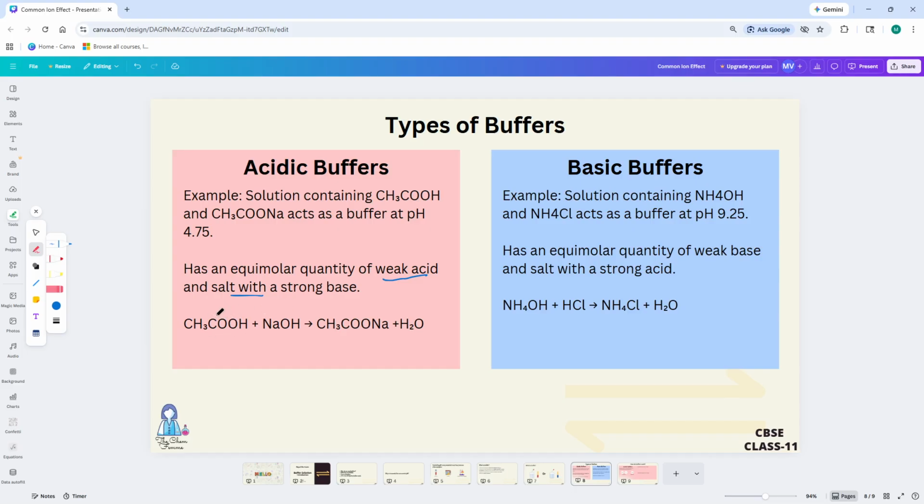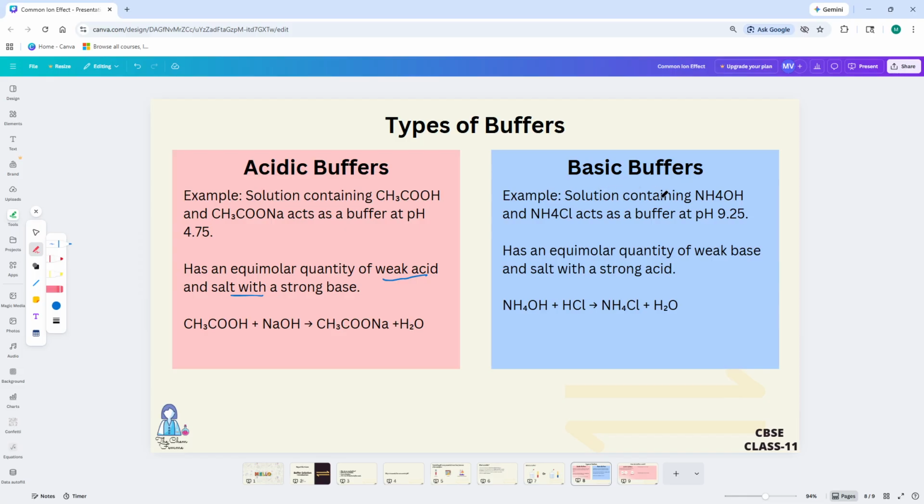It's formed by reaction of acetic acid with sodium hydroxide, which is a strong base, and this leads to the formation of a salt. So the equimolar quantity of both the weak acid as well as the salt with a strong base. Okay, so this is an example of an acidic buffer. It's able to maintain the acidic pH, right?